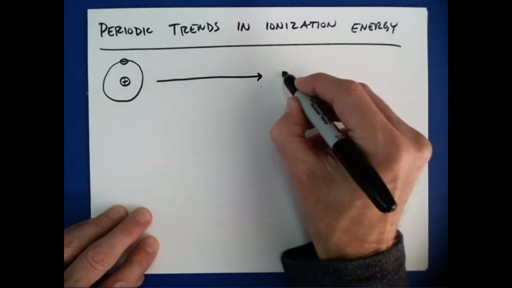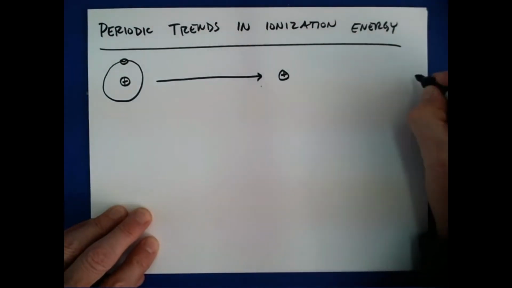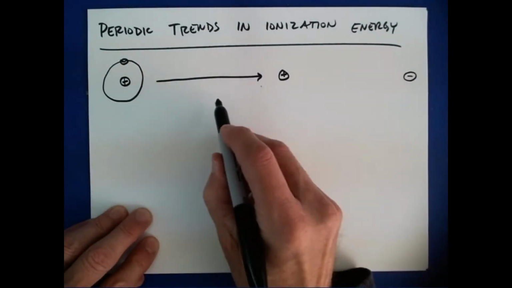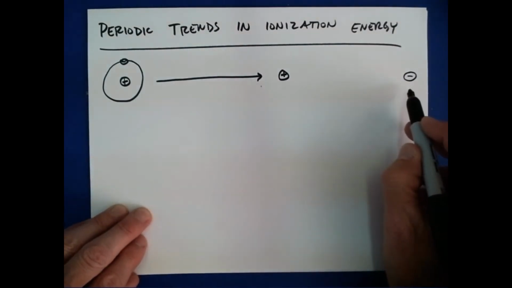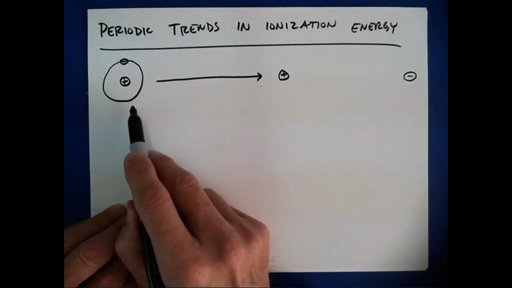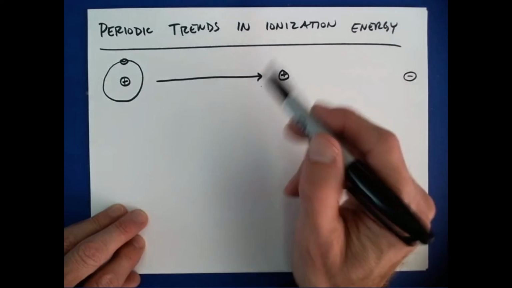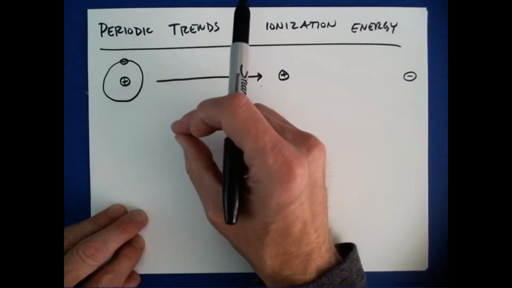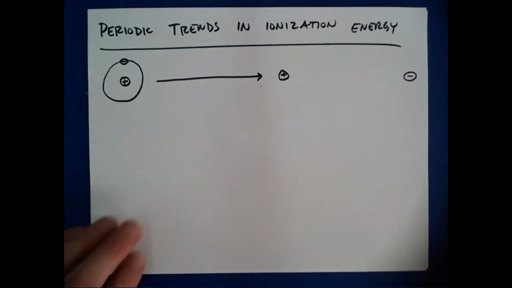You just take your nucleus, and you pull that electron off of the nucleus and away. And this is going to be a process that's going to require the input of energy. So ionization energies refer to how much energy it takes to pull the electron off the atom. And generally speaking, it refers to the removal of the first valence electron from the atom.